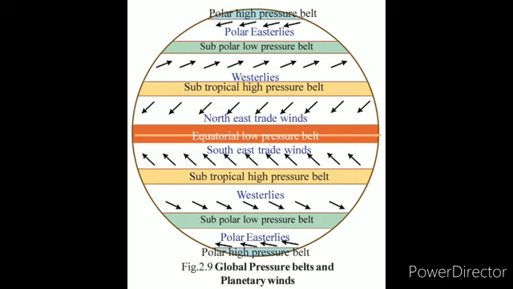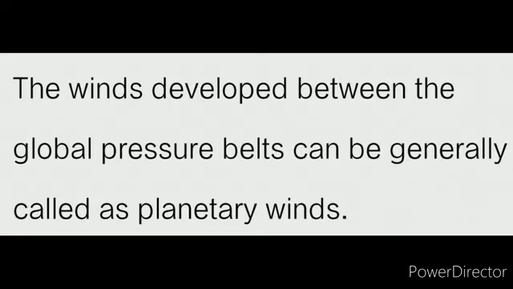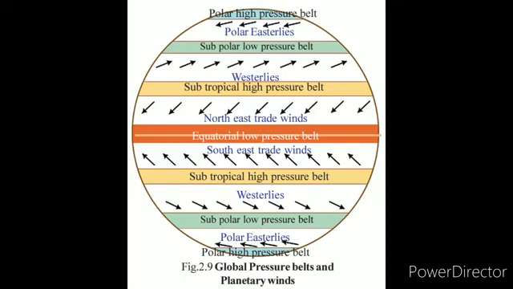We have learned earlier that there exist different pressure belts. These pressure differences in the belts make winds. The winds blow from high pressure regions to low pressure regions, and the winds developed between these global pressure belts are generally known as planetary winds. Look at the screen. There is a figure given in your textbook also.